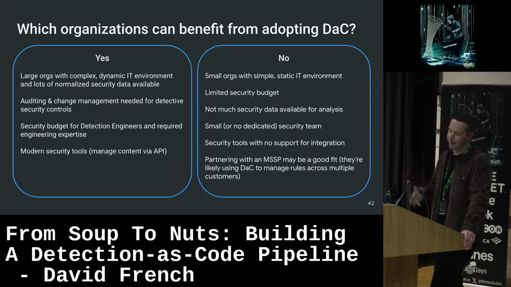And then on the right, I don't need to read all these off because it's the opposite of the left, but if you're a small company, maybe with no dedicated security team, it's probably not a good fit. You're probably going to be partnering with a managed security service provider who's doing detection as code anyway, because they're probably managing the rules across multiple customers and environments.